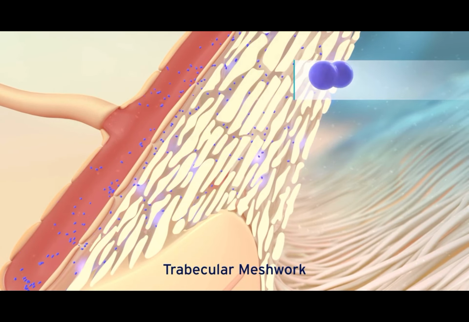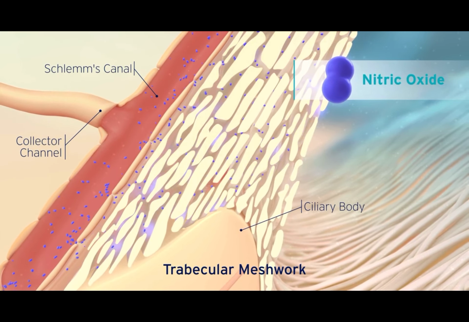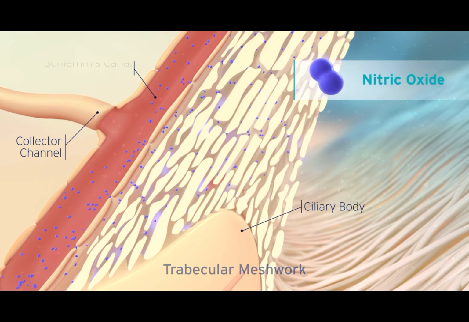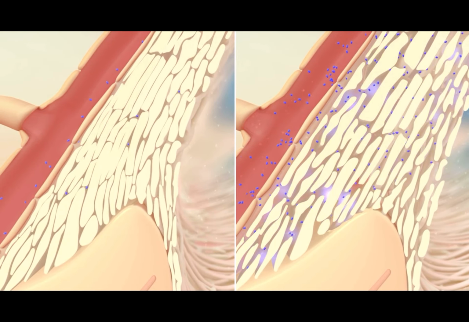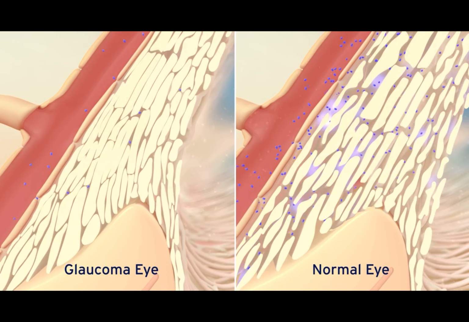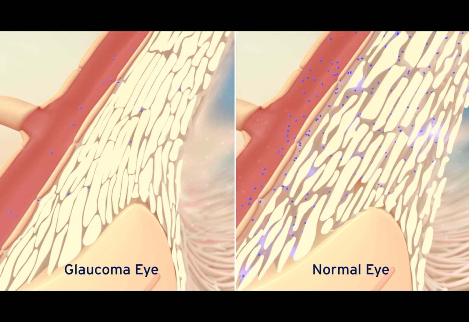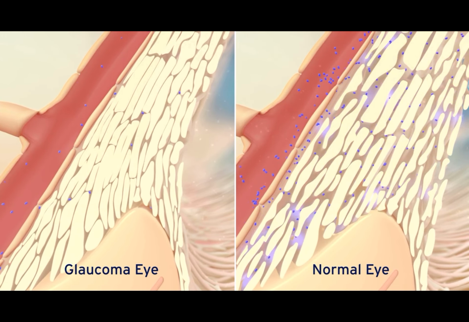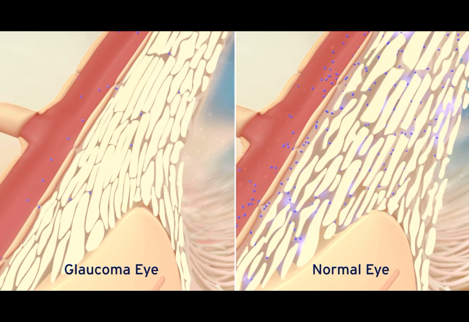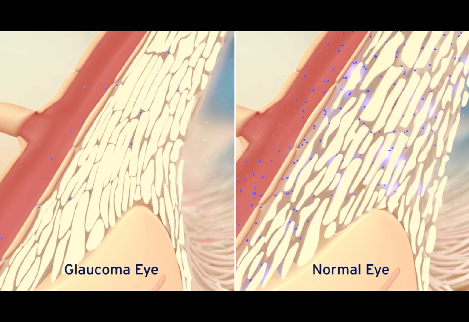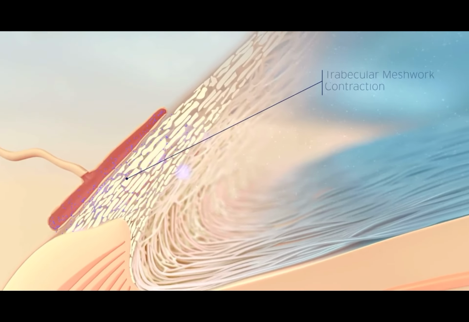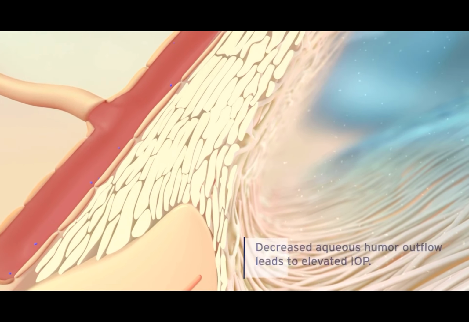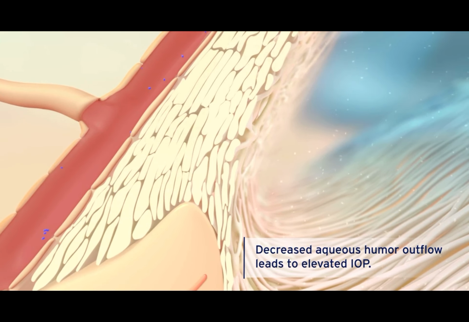In normal eyes, nitric oxide is produced by endothelial cells in Schlemm's canal to regulate IOP. Human studies have shown that patients with glaucoma have decreased levels of nitric oxide markers compared to patients with normal eyes. A deficiency in nitric oxide is believed to play a role in chronic trabecular meshwork contraction and elevated IOP. This chronic contraction leads to a reduced trabecular permeability, decreased aqueous outflow, and elevated IOP.